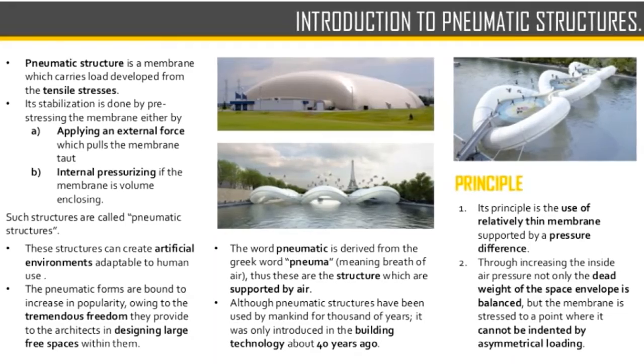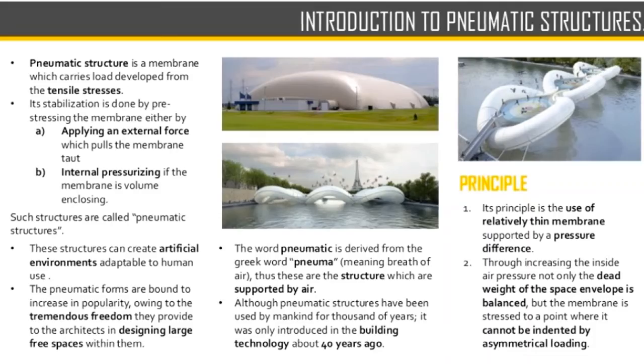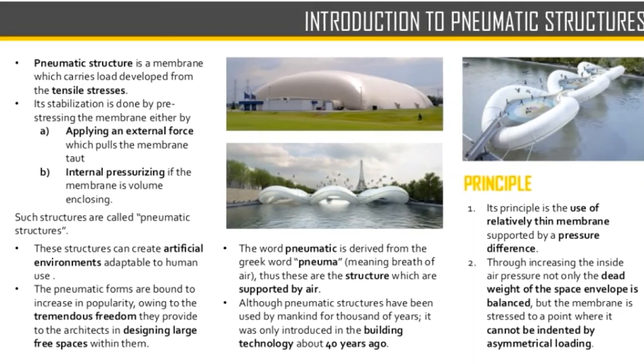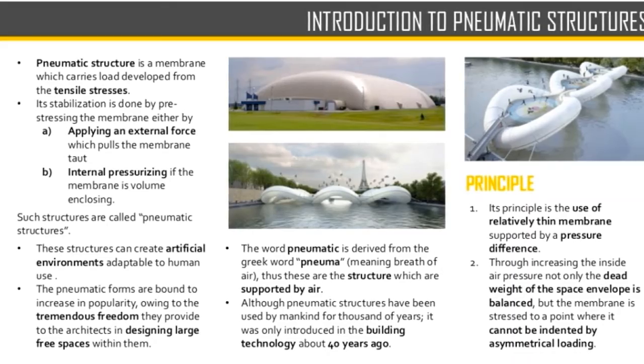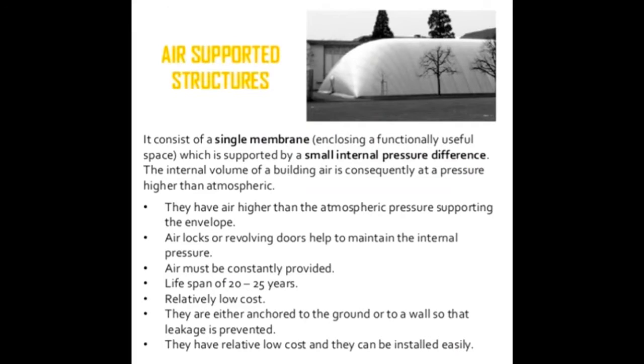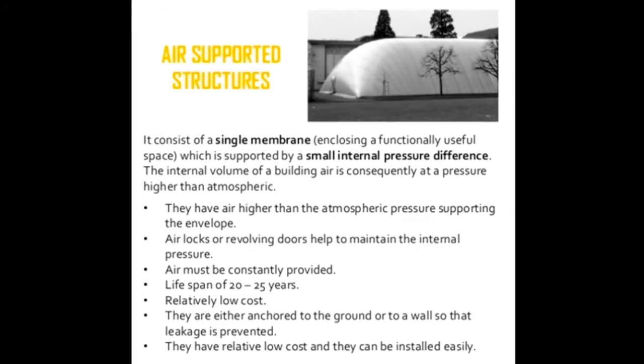A pneumatic structure is a system of components that is supported by air in the same manner that a balloon is supported by air. The components of a pneumatic structure consist of a membrane, supporting cables, anchorage system, and an HVAC system. It is a membrane which carries load developed by tensile forces. Let us now see the types of pneumatic structures.